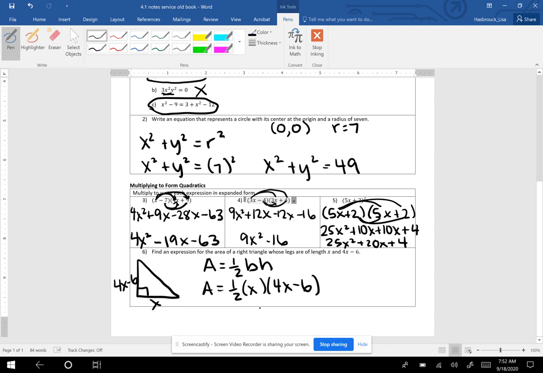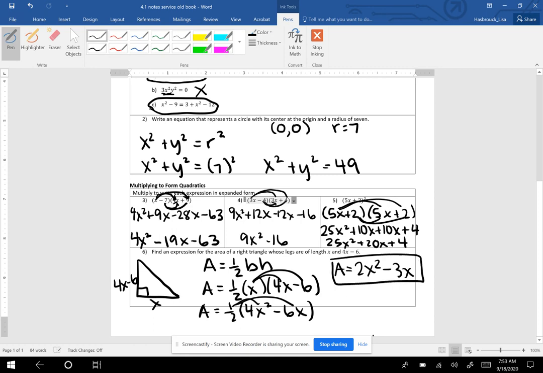I'm going to do x times 4x minus 6 first. So when I do that, I am going to distribute. So area equals 1/2 times 4x squared minus 6x. Now I'm going to do half of that. Half of 4x squared is 2x squared, and half of negative 6x is negative 3x. So our final answer for the expression of area is 2x squared minus 3x. And that's it for notes today.